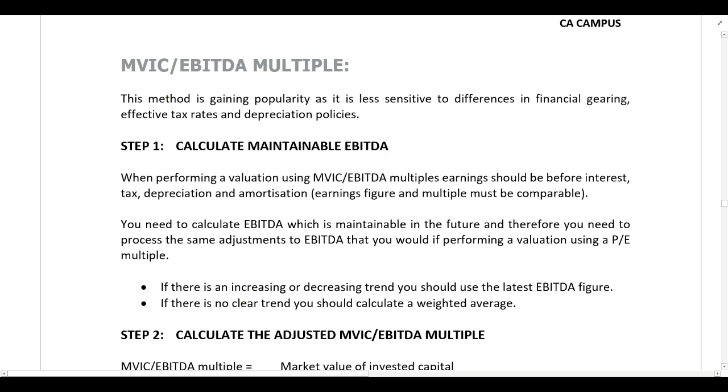So once again, I've broken the calculation down into steps, but I want you to understand the logic behind the steps instead of just studying steps. So how do we calculate the value when using this multiple? We take our maintainable earnings before interest, tax, depreciation, and amortization, and we multiply by our adjusted market value of invested capital over earnings before interest, tax, depreciation, and amortization, and that is the multiple.